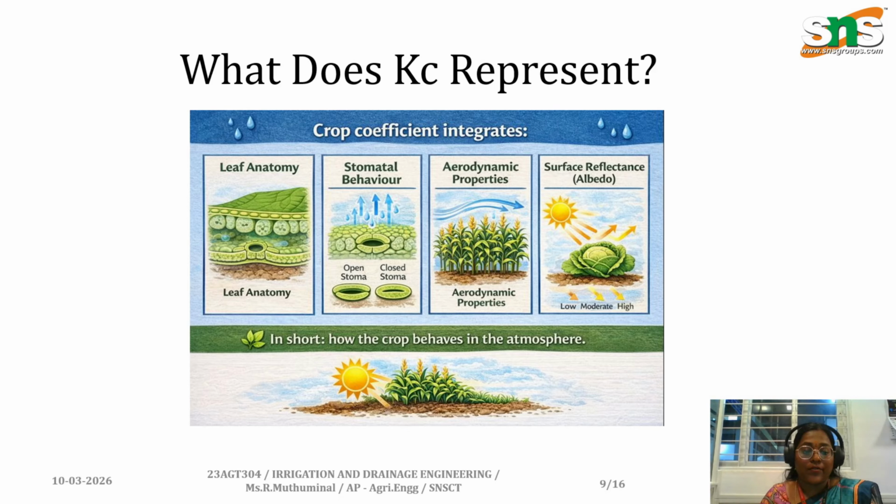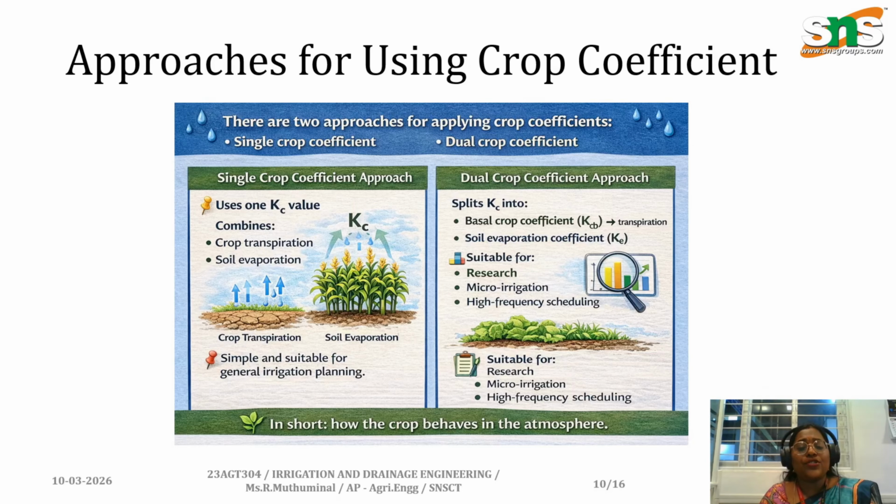The Kc represents the combined effect of plant transpiration and soil evaporation. Its value changes depending on the growth stage of the crop. Typically, crops pass through 4 stages, that is initial stage, development stage, mid-season stage, and the late stage. The Kc value is highest during the mid-season stage when the crop canopy is fully developed and the transpiration is at its maximum.